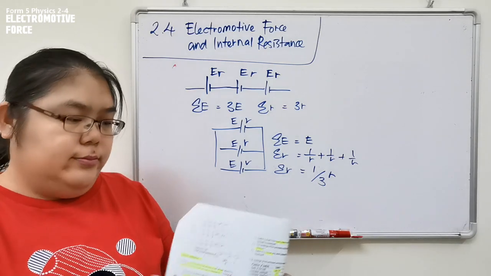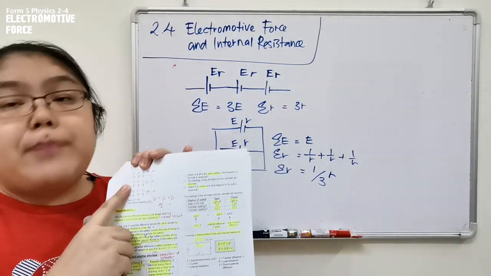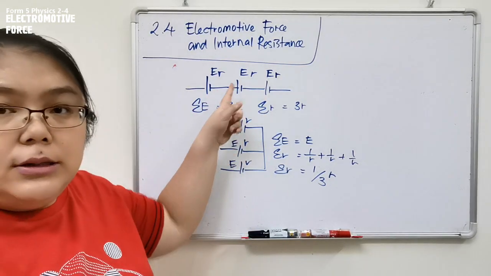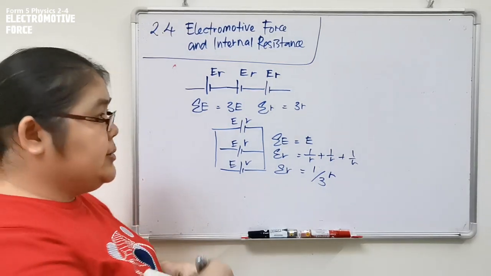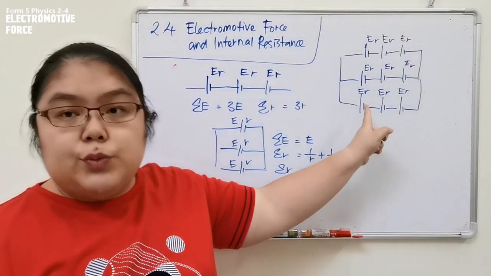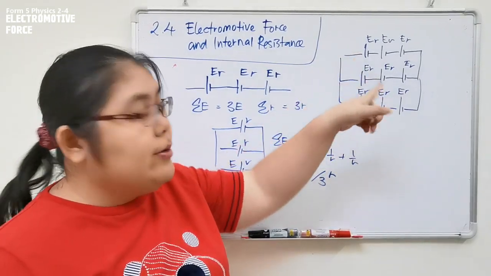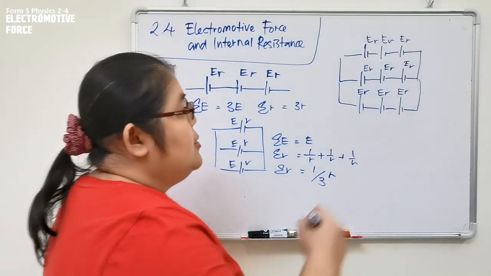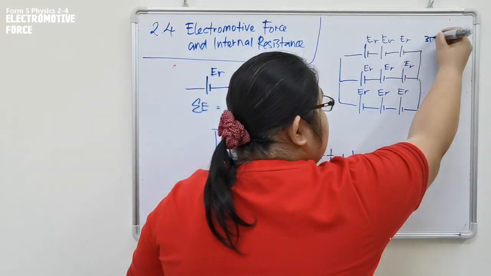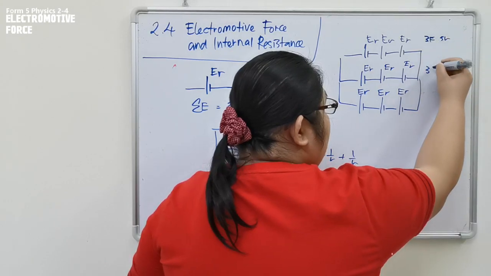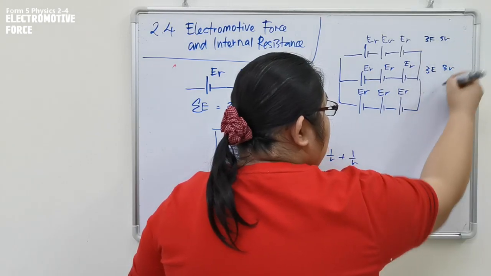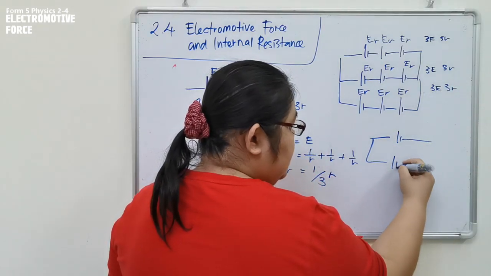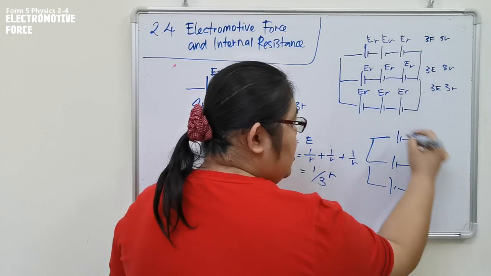Okay, let's see the last one. The last one is in parallel, but every parallel branch has 3 cells. These two are joined together. Let me draw first. Now it's parallel and series joined together. We count the series first, one row by one row. This one will become 3E and also 3R. This one is also the same, and this one also the same. So now the situation becomes parallel.